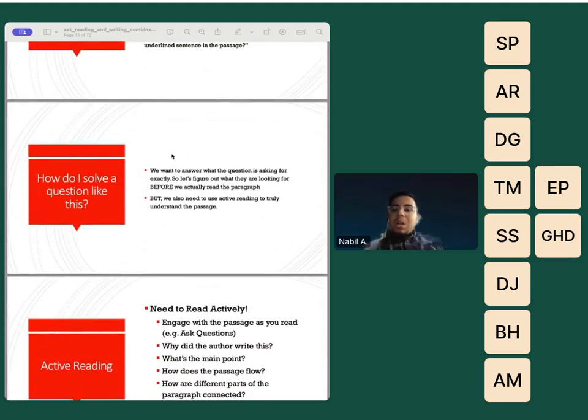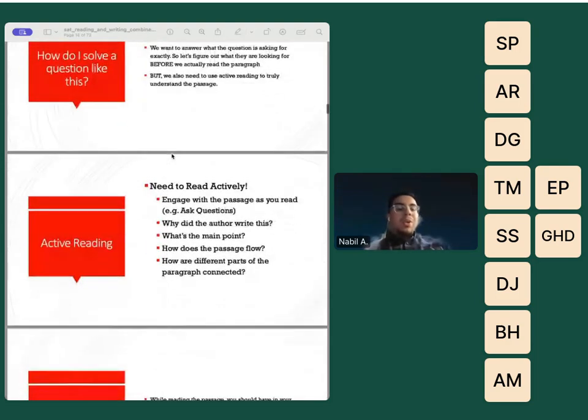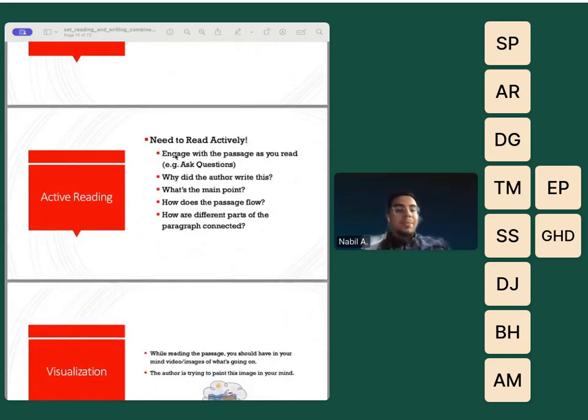With these types of questions, I really encourage students to do active reading, because it won't make any sense if we attempt the question, we don't understand the question, and then we try to choose an answer choice and we don't even understand why it's right, right? So that's why I encourage students to do active reading. Now, what is active reading? Active reading is having these questions in mind while you're reading: why did the author write this? What's the main point? How does the passage flow? And how are the different parts of the paragraph connected? Basically, the flow of ideas. So that's basically active reading.